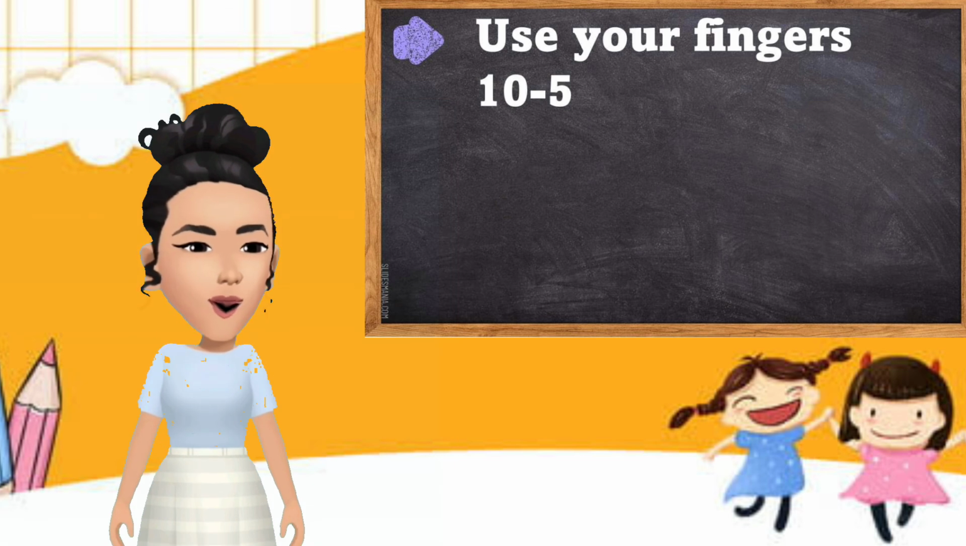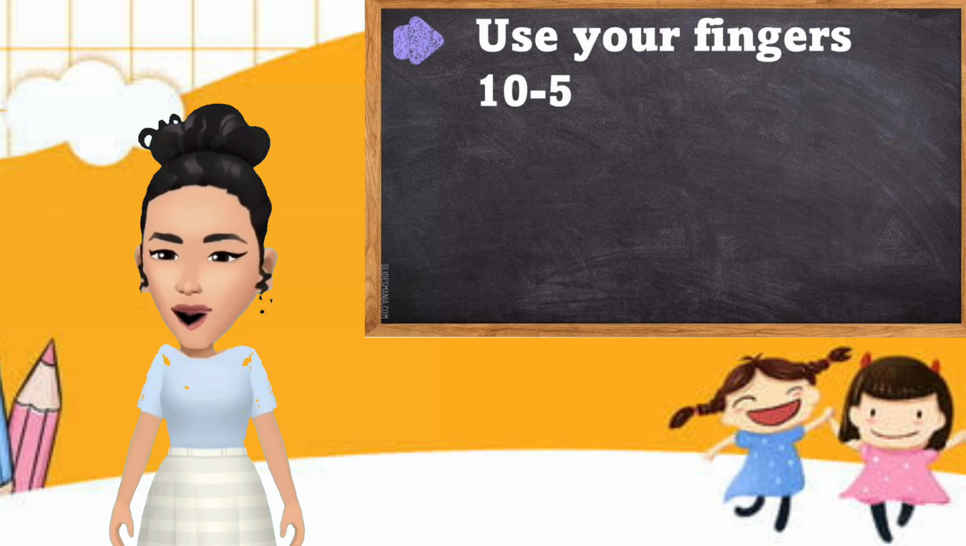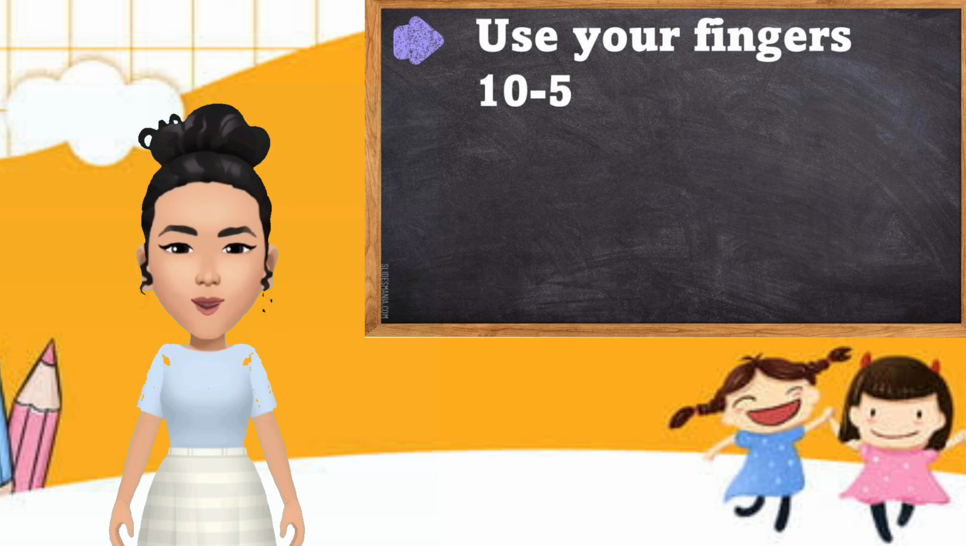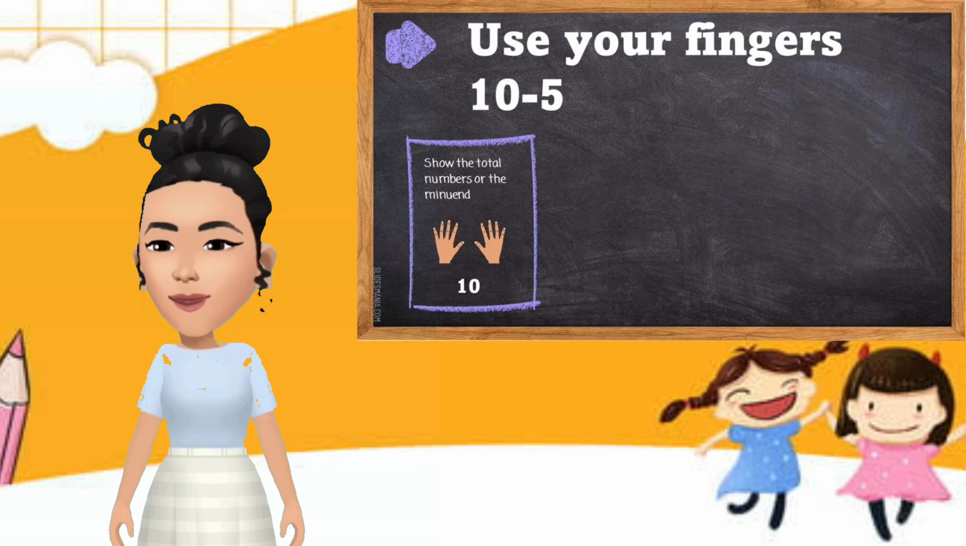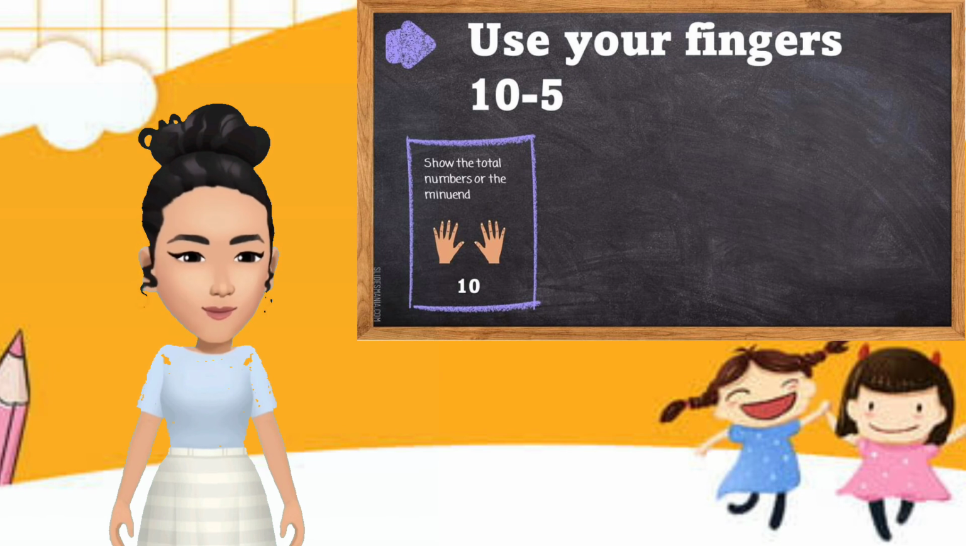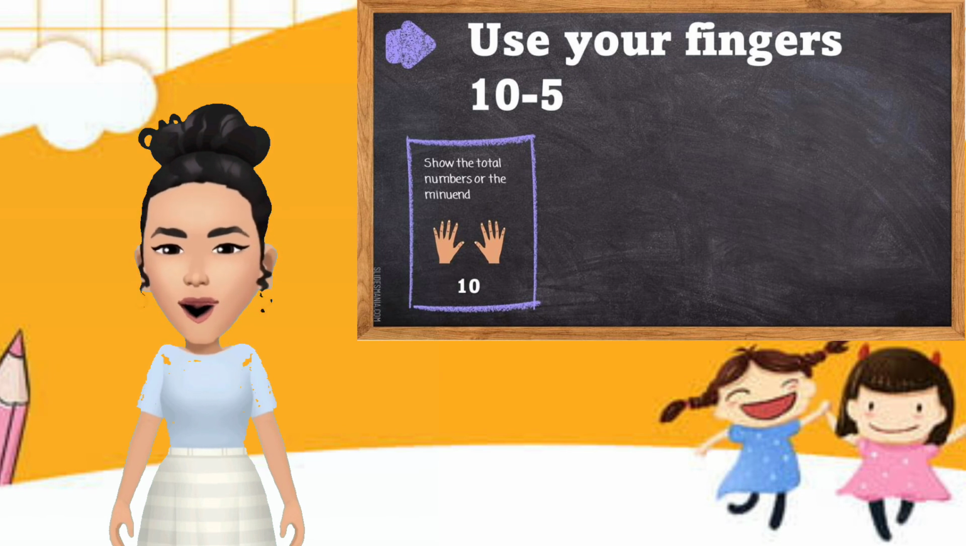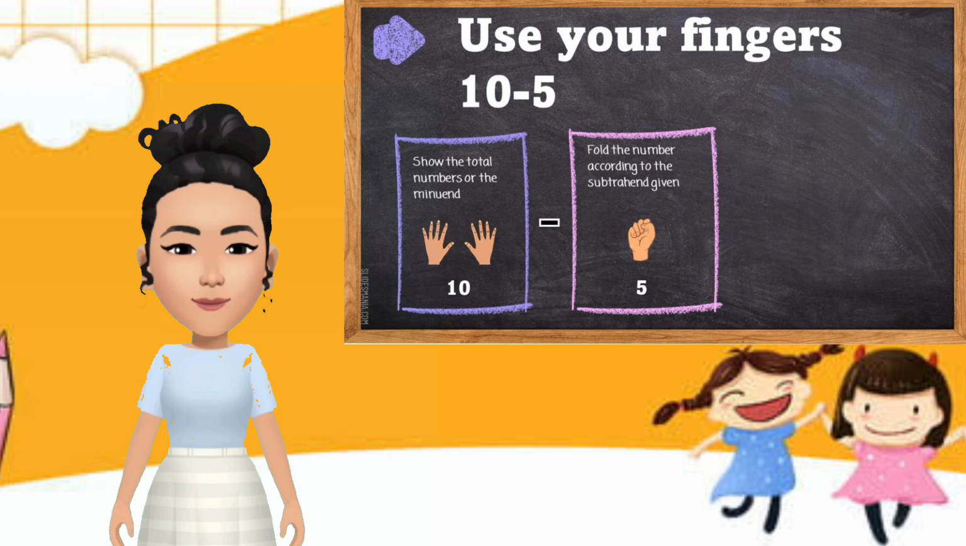So here we have 10 minus 5 is equals, and we don't know the answer. So what we're going to do is first show the minuend with our fingers. What is our minuend? Yes, 10. So let's show our 10 fingers, just like in the picture, right? Second, we will fold the number of fingers according to our subtrahend. What is our subtrahend? Yes, 5. So we will fold 5 fingers. Okay. Just like in the picture, we fold 5 fingers.